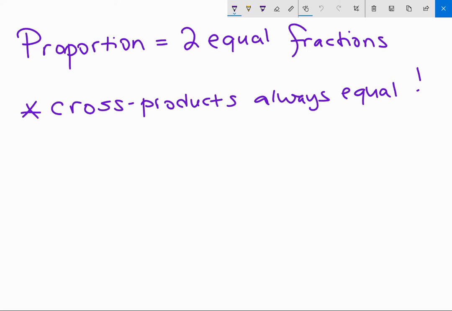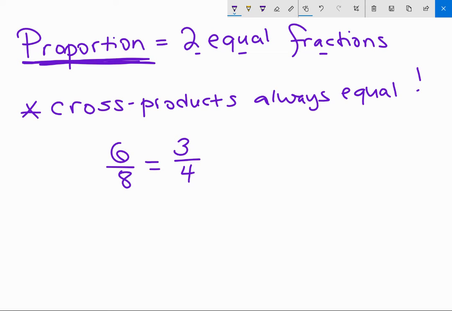Okay, first thing you want to keep in mind, a proportion is just two equal fractions. Two fractions that are equal to each other. Let's just look at one. Let's look at 6 over 8, which is a fraction that's equal to 3 over 4. You could reduce. You could divide the top and the bottom of 6/8 by 2 to get 3 over 4, because that kind of proves that the two fractions are equal.